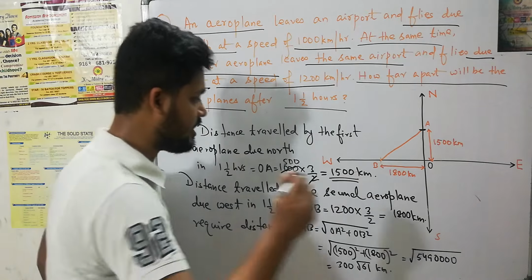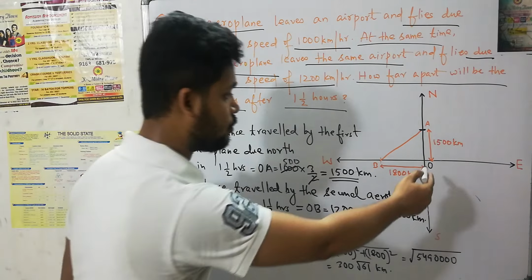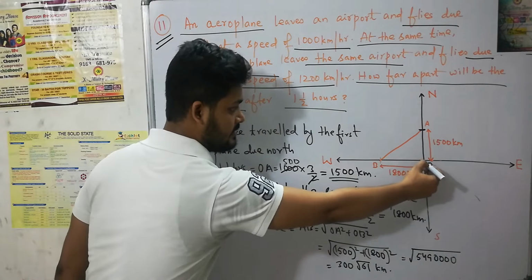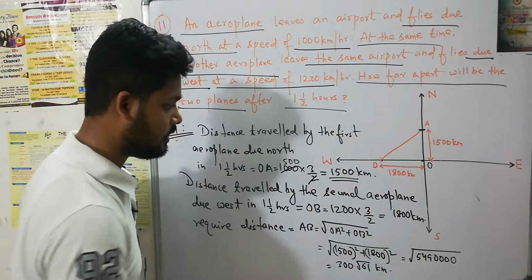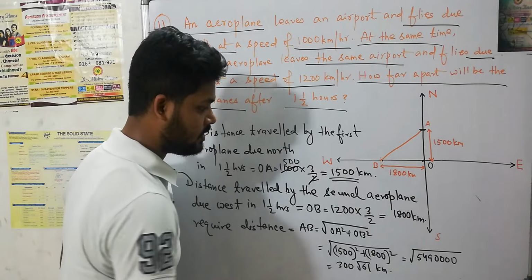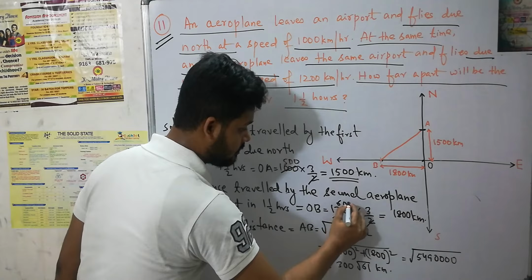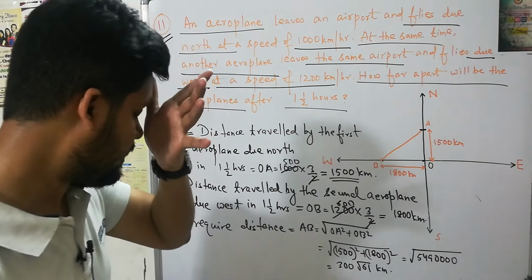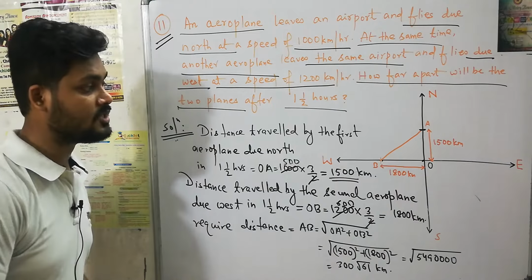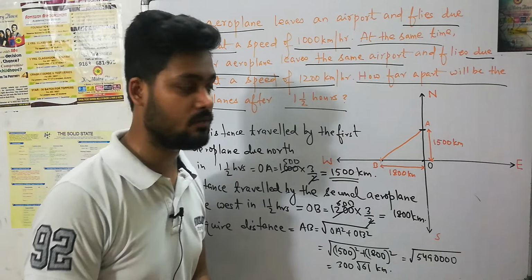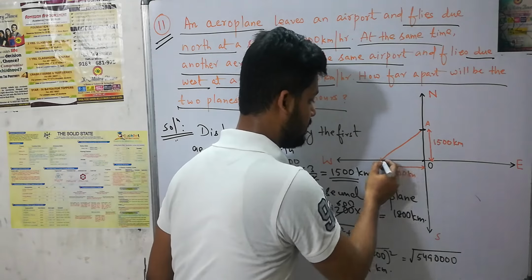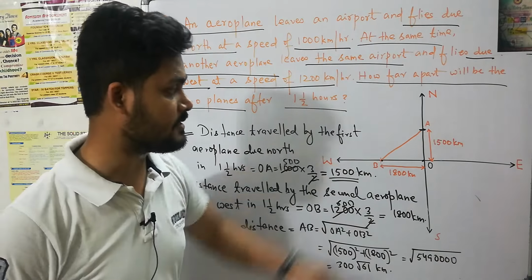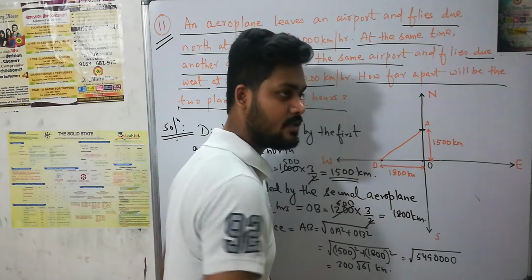I have done the same thing with the second aeroplane. What is the distance traveled by the second aeroplane, which is flying due west, in 1.5 hours? I have denoted that distance as OB. So 1200 again, distance is speed into time. After cancelling, we get 1800 km. If you see the figure properly, what was the question? The question was, what is the distance between the two aeroplanes? The first aeroplane reached point A, the second aeroplane reached point B. So the required distance is AB.